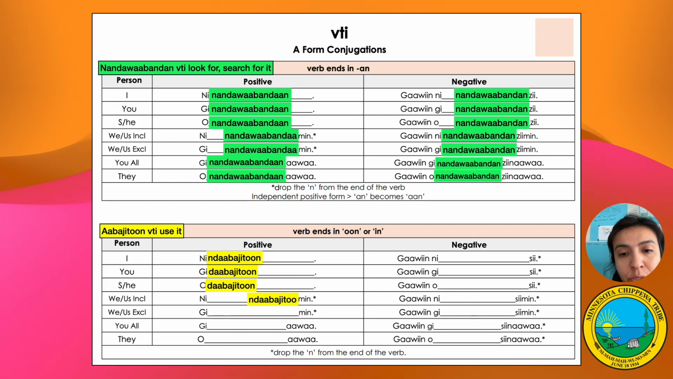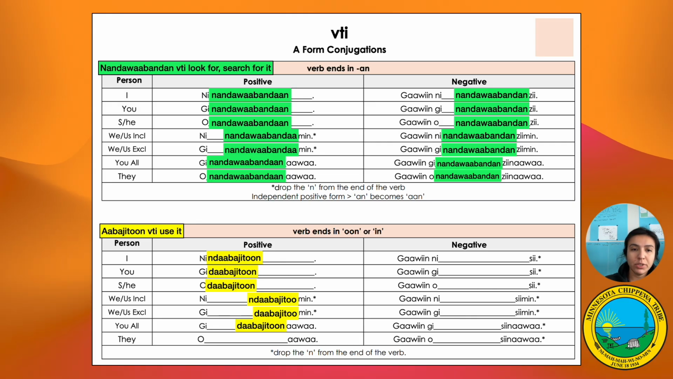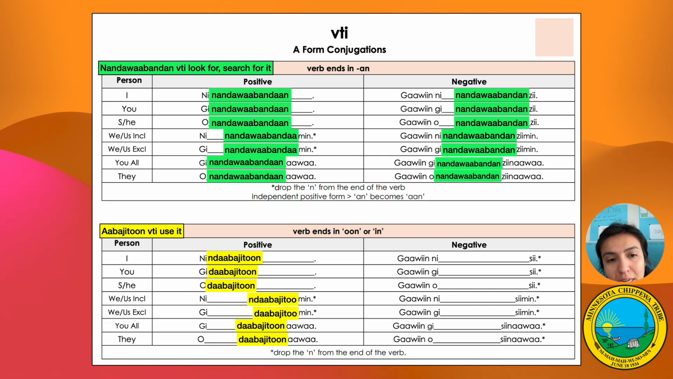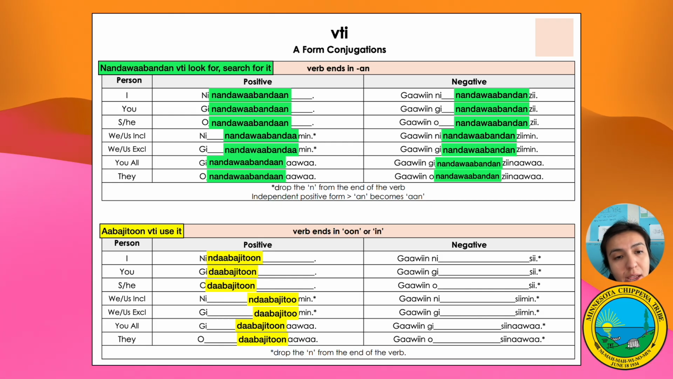We, not including you, the person I'm talking to, are using it. Nindabajatumin. We, including you, Gidabajatumin. You all are using it. Gidabajatunawa. Odabajatunawa. Conjugations. With the n prefix, you have to add an nd to make it make sense. For the g prefix, you have to add a d for it to make sense. And for the o prefix, you have to also add a d.